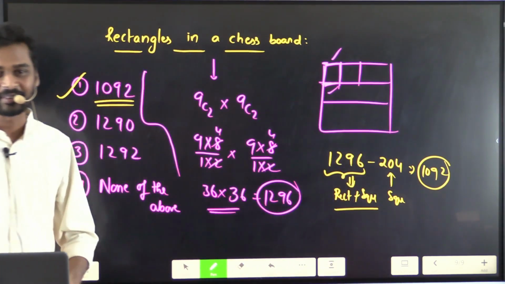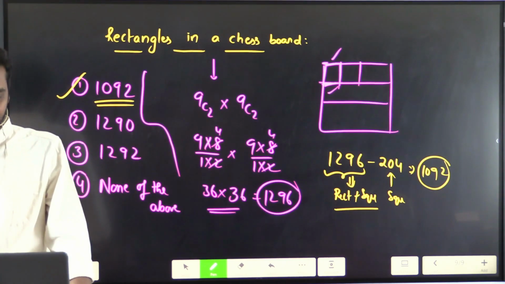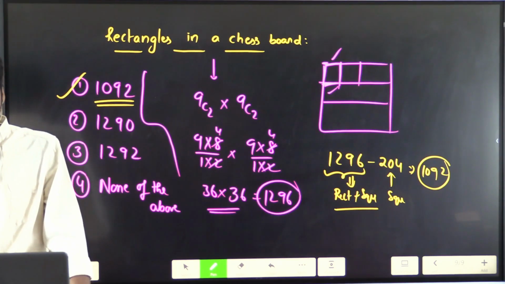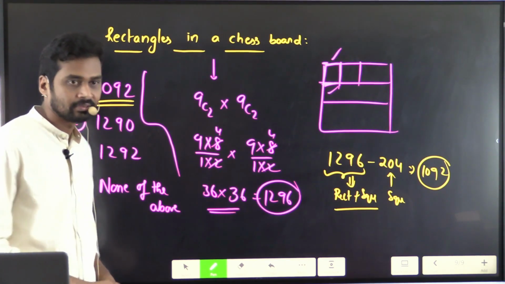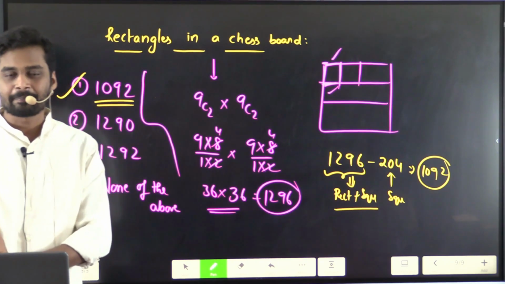So we will go with the 1296. By the way, it was never asked and it will not be asked. So yes, we subtracted 204 from it. So the final answer is what? 1092. Okay. So this is about the number of rectangles or parallelograms.